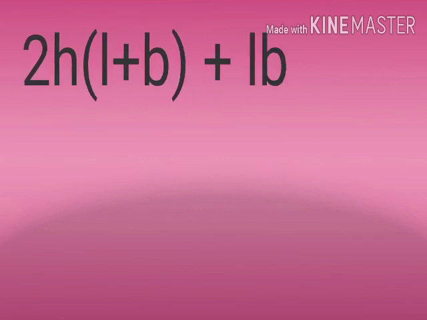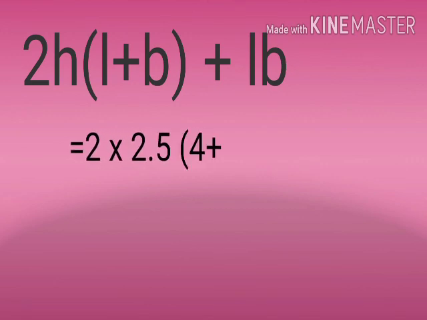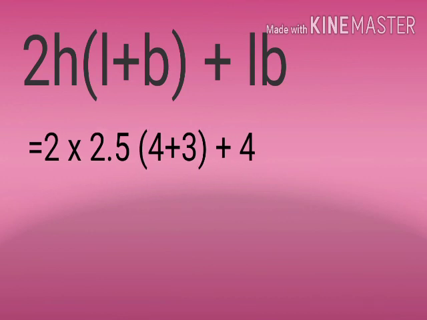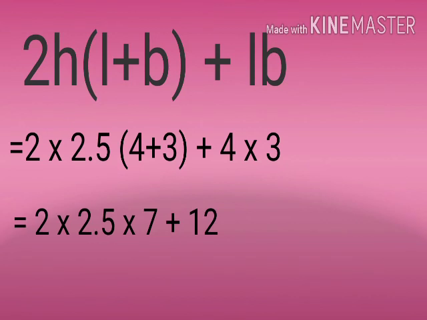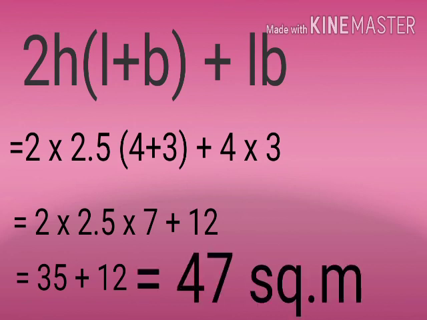Then we have to substitute the values. That is 2 into 2.5 into 4 plus 3 plus 4 into 3. That is equal 2 into 2.5 into 7 plus 12 equal 35 plus 12 equal 47 meter square. So here the total tarpaulin required to make the shelter equal 47 meter square.